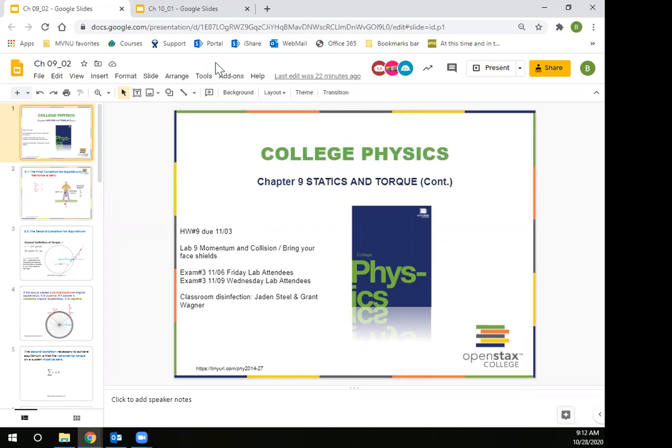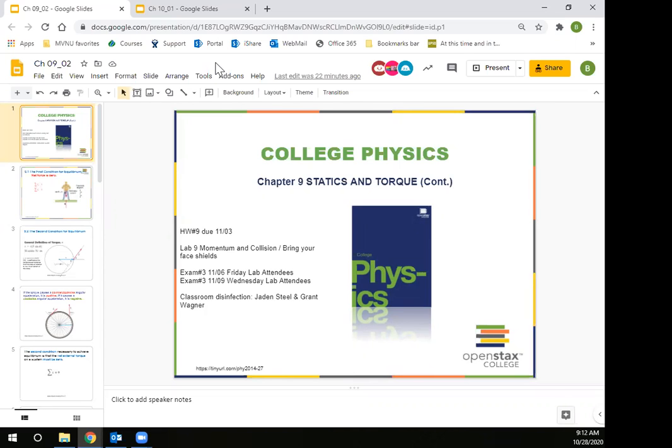So homework 9 is up online. It's due next Tuesday. And then for this week's lab, we will be doing momentum and collision. Again, I will emphasize, just bring your face shields in the lab. Whenever you are face to face, put your face shield on. I don't want any more people going into quarantine.